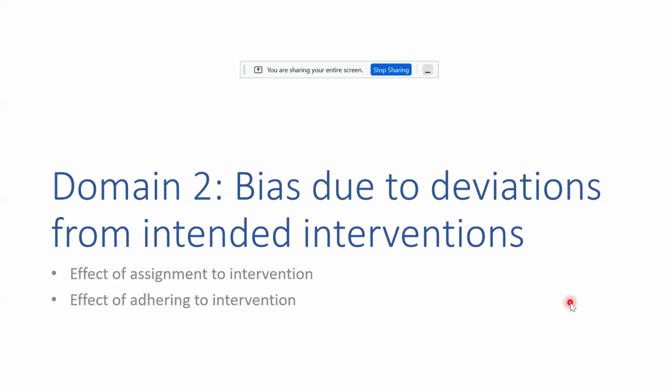Can anybody explain what is the difference between these two? Effect of assignment to intervention and effect of adhering to intervention?